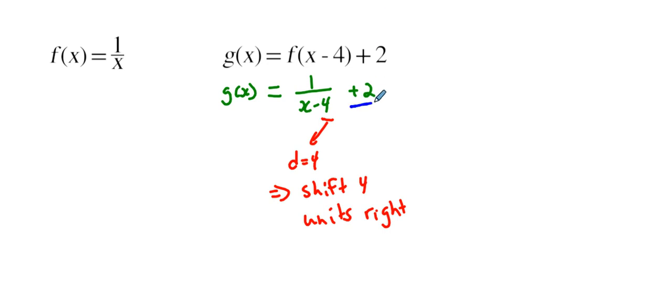We then see the plus 2 here. This tells me that the c value is 2, and that will imply that we're going to have a shift of 2 units up. It's going to shift upwards 2 units. So we're going to take a look here at the graphs of both of these, and then we'll look at how these translations, right and up, alter the location of the asymptotes in this function, f at x.